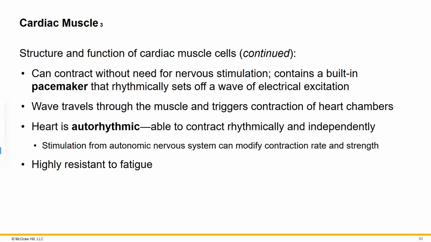They can contract without the need for nervous stimulation. The heart contains a built-in pacemaker that rhythmically sets off a wave of electrical excitation. The wave travels through the muscles and triggers contraction of the heart chambers. The heart is autorhythmic, able to contract rhythmically and independently. Stimulation from the autonomic nervous system can modify the contraction rate and strength. And they're highly resistant to fatigue.